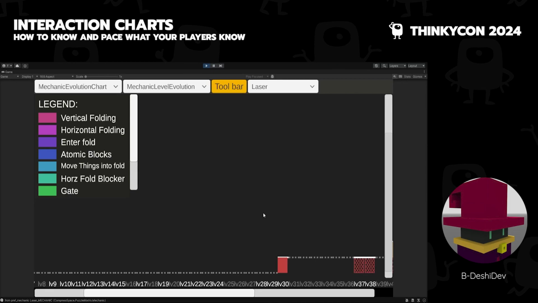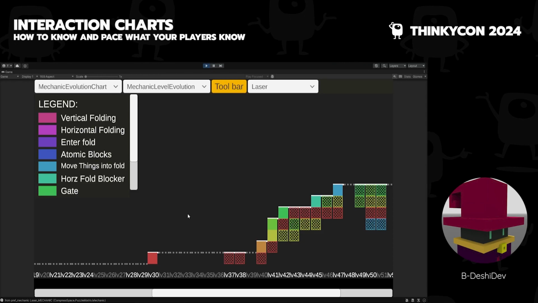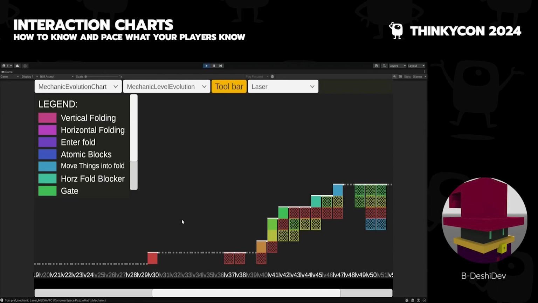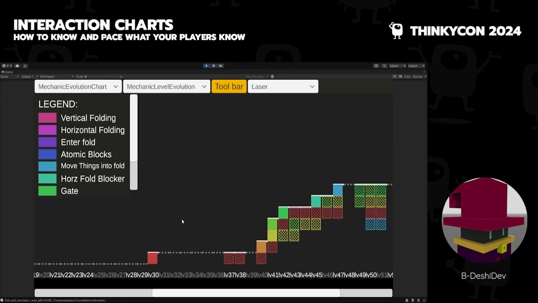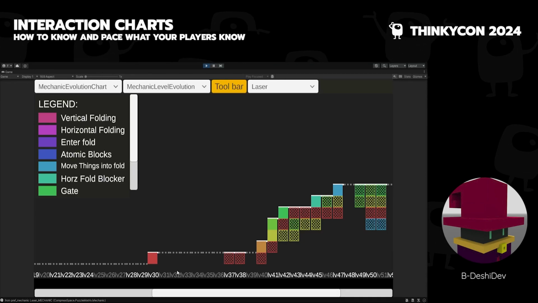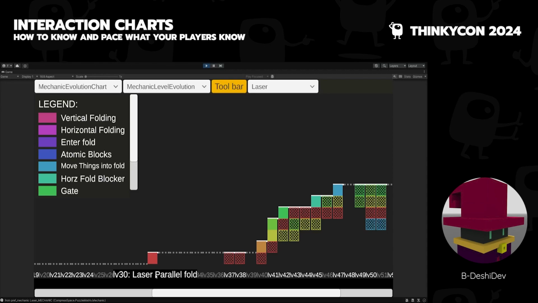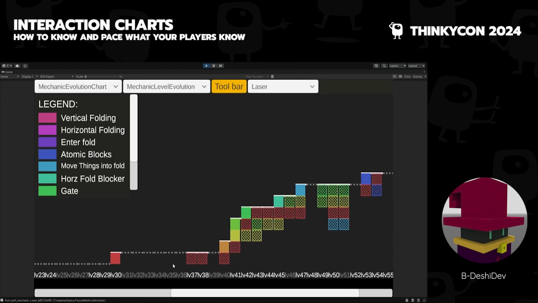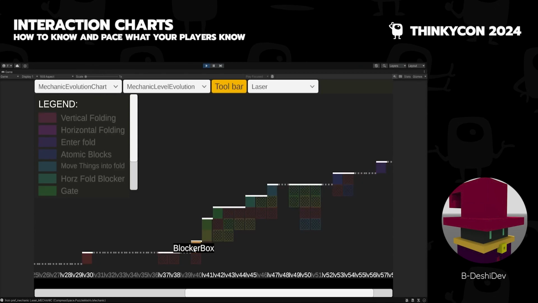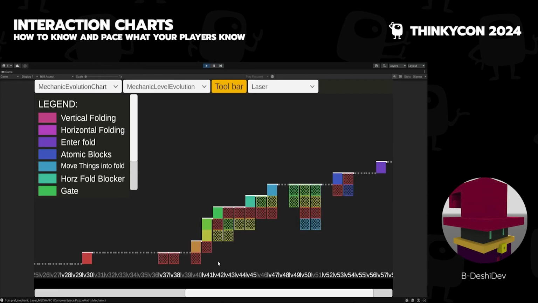So the data from interaction charts can be used in more than just matrices. So this is what I'm calling a mechanic level evolution chart for the laser mechanic. And the way this works is that when the mechanic is paired with a new, different mechanic that we haven't seen before so far in this level sequence, the chart goes up. For example, for the laser mechanic, it occurs first in this level, laser parallel fold, and the chart goes up by 1 level there. And then in this level, straight shot, it is paired with the new mechanic blocker box, and then in the next level, no umbrella, it is paired with the black hole and laser power source mechanic.